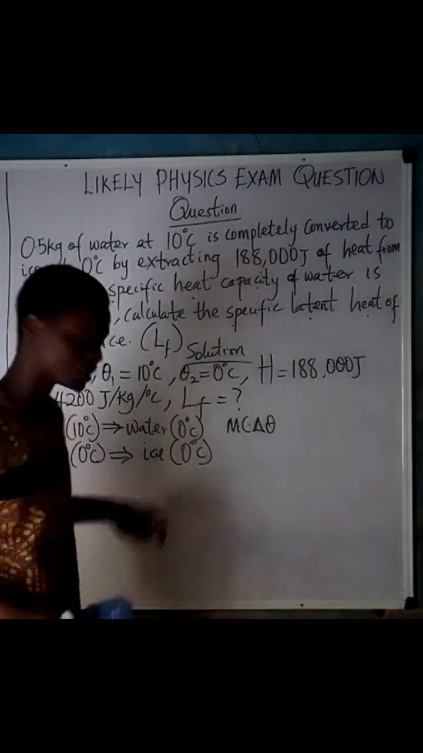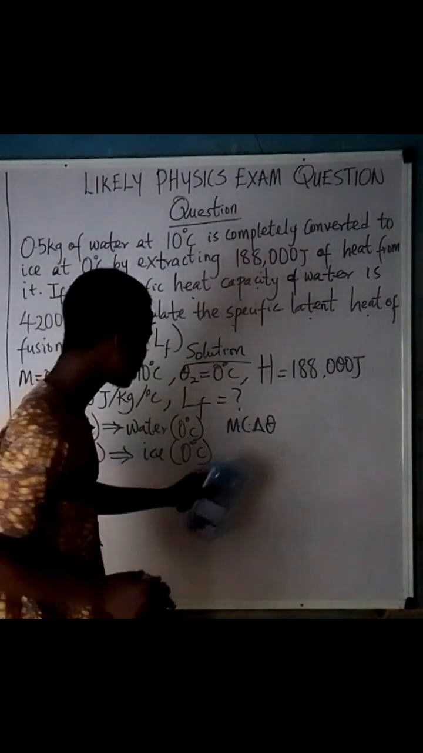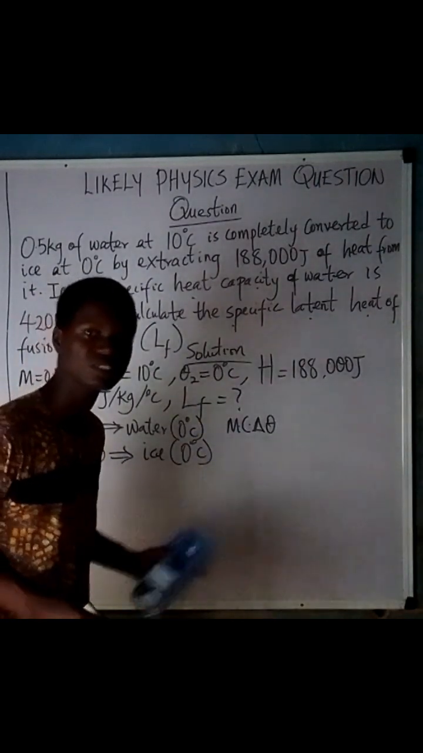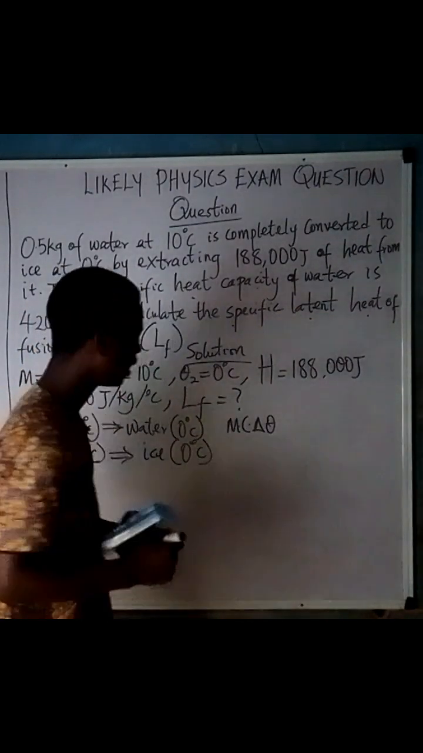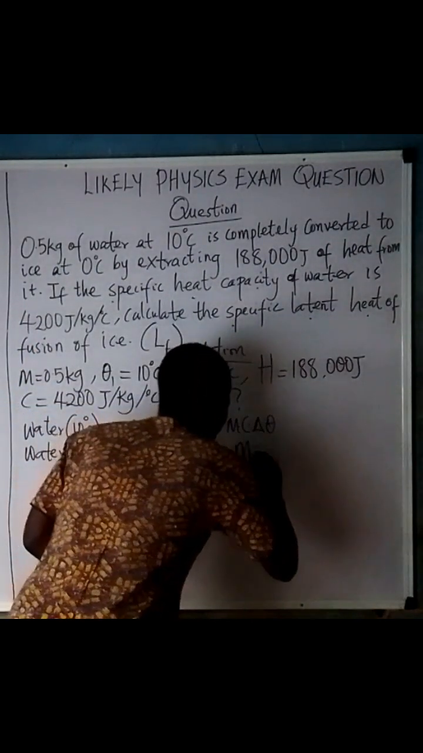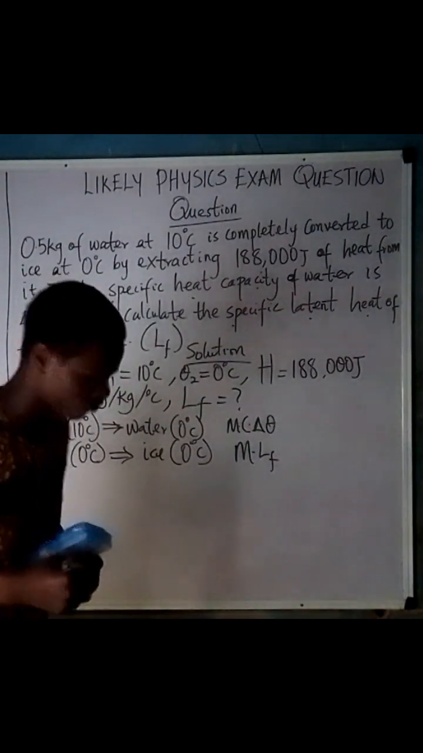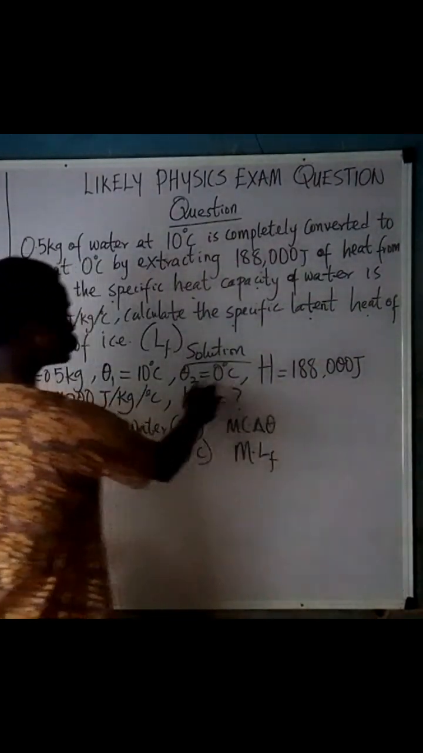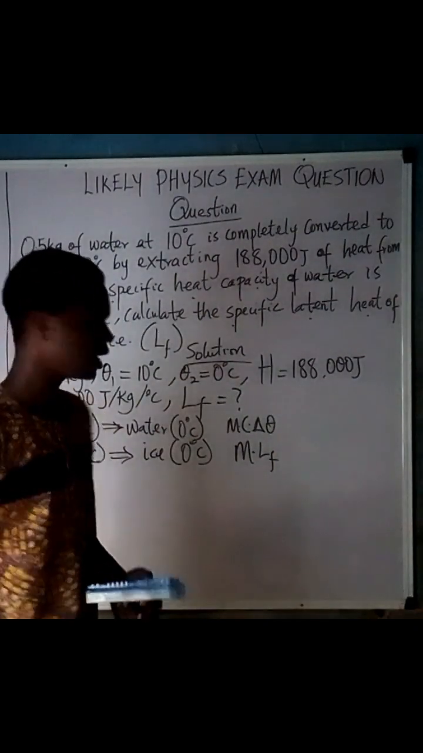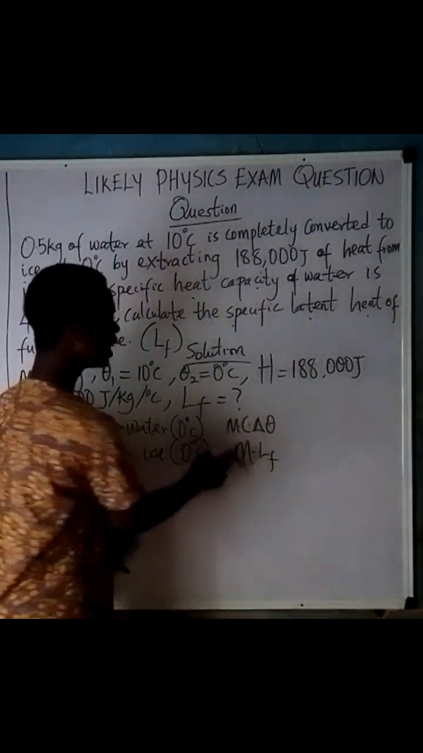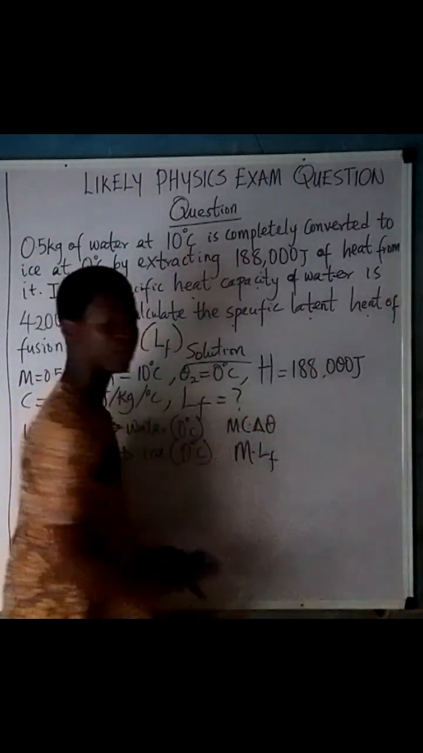Solid water, ice. So the formula we will use to get the heat removed to cause this change in state will be a different formula. And in this case, we are going to be using M times L subscript F, and this L subscript F is what you are going to be looking for. Now, they told us that the total heat that was removed is what? We already have the value for it.